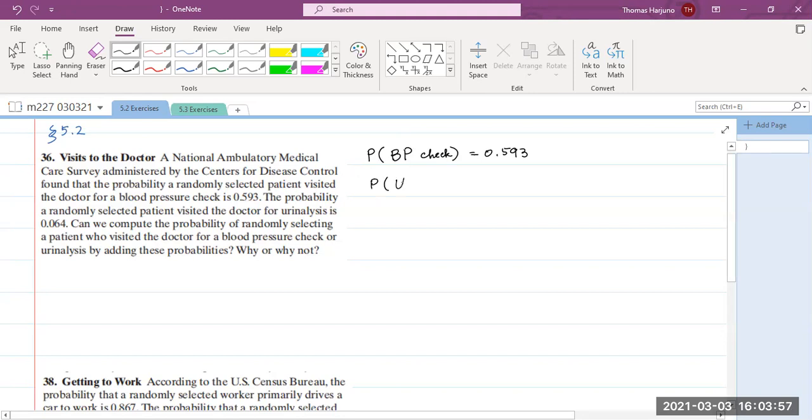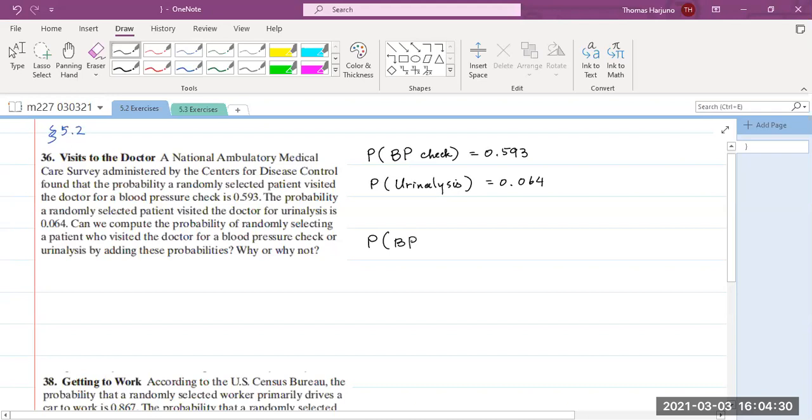probability for urinalysis is 0.064. Now the question is, can we compute the probability of randomly selecting a patient who visited the doctor for blood pressure or urinalysis by adding these probabilities? Can we just add them, basically?